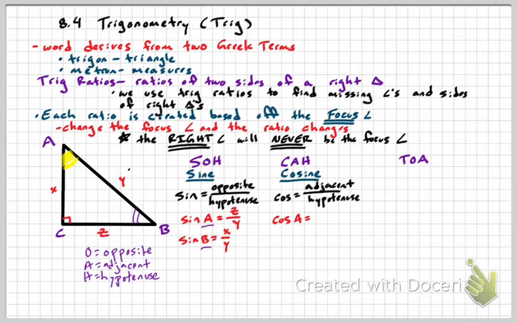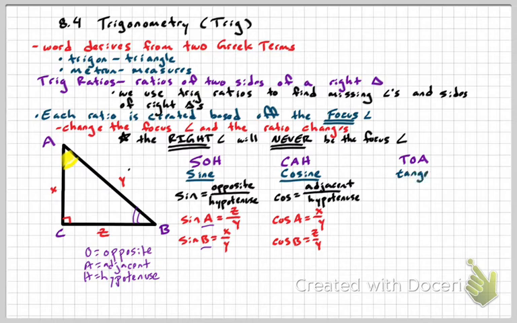So adjacent, the side adjacent to A is X. It's the side touching our angle A. The hypotenuse does not change, still Y. Switch your focus to angle B. So now when I go to angle B, my adjacent side is Z. Hypotenuse, still Y. All right. And again, A and B are still placeholders for angle measures.